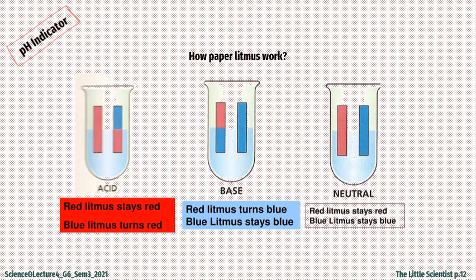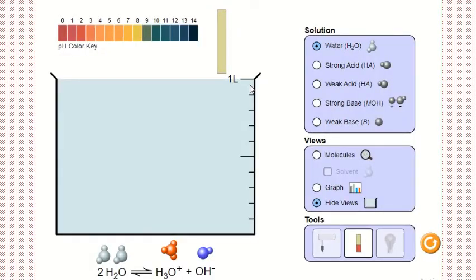Here is a blue litmus paper dipped in an acid. The blue litmus paper turns red. This shows that this is an acid. When we dip a red litmus paper into a base, it turns blue. So the red litmus paper turns blue. In a neutral solution, nothing changes. The litmus paper is one of the color indicators used.